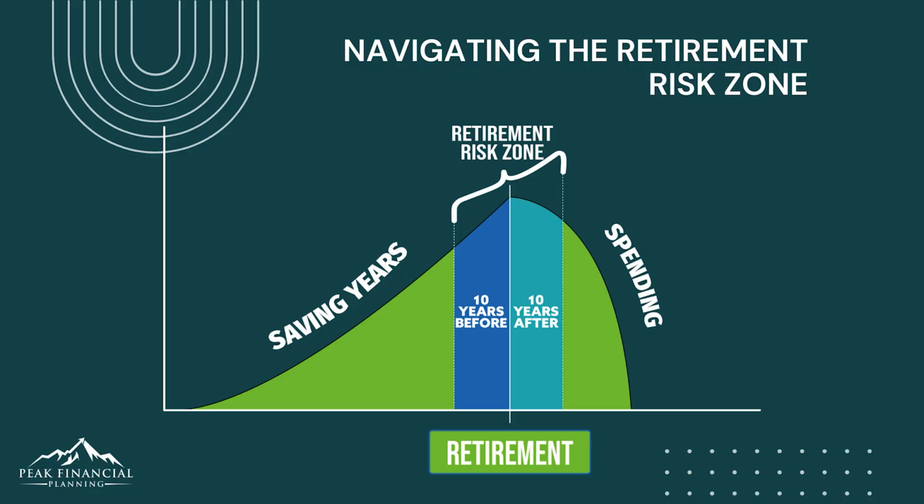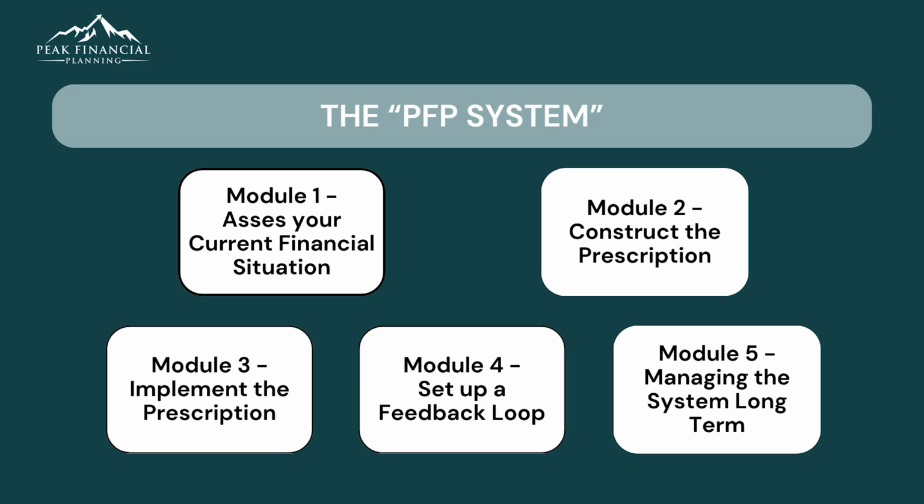Today, we're going to be in phase 4 or module 4 of navigating the retirement risk zone. And we're going to be talking about how to set up a feedback loop so that we can make better financial decisions. Just to do a quick recap, up to today's video, we will have covered 3 phases.